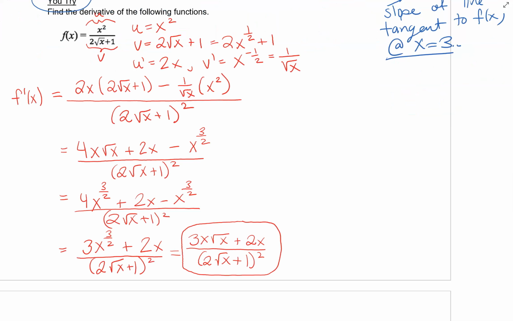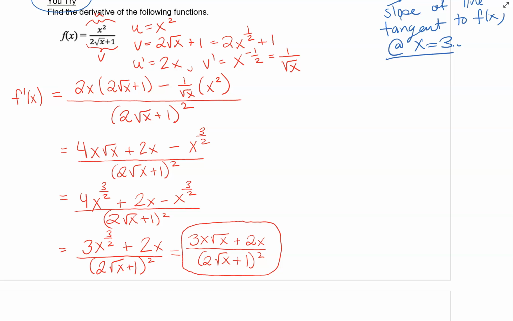Okay, so for this you try, you might notice it did require some simplifying, not as complicated as our example earlier, but it did involve going back and forth from radical notation to rational exponent notation and combining these powers. But let me just start from the beginning. So the numerator is like our u function, our f of x. The denominator is our v function, or our g of x.